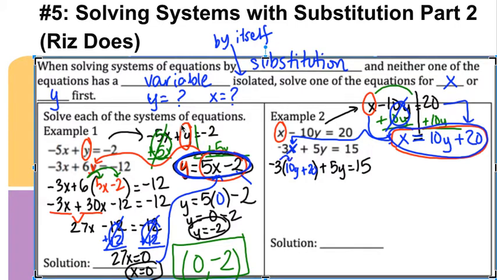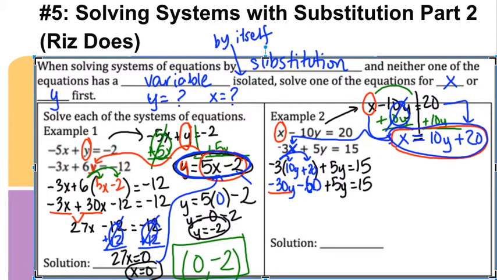Negative 3 multiplied by 10y makes negative 30y. Negative 3 multiplied by 20 makes negative 60. This 5y is not in the parentheses, so I just rewrite it, equals 15. So negative 30y minus 60 plus 5y equals 15.